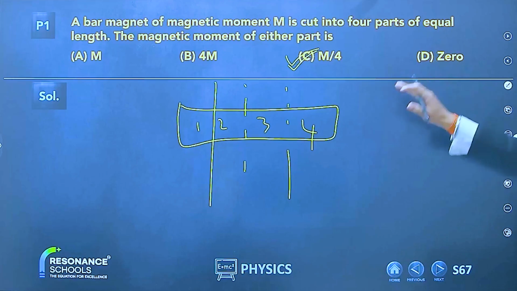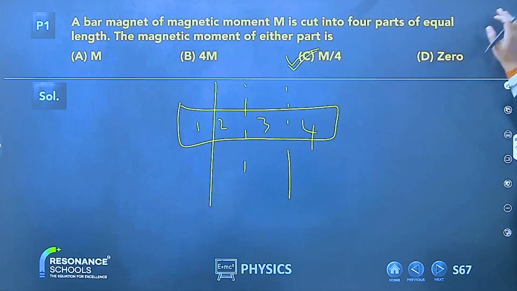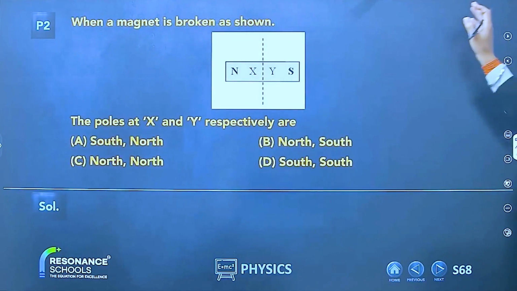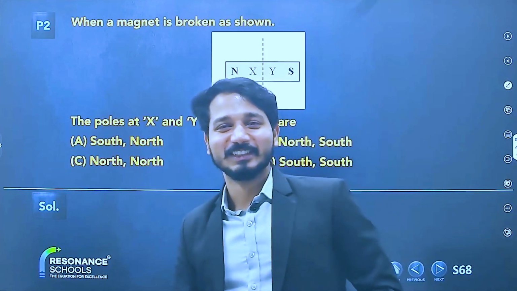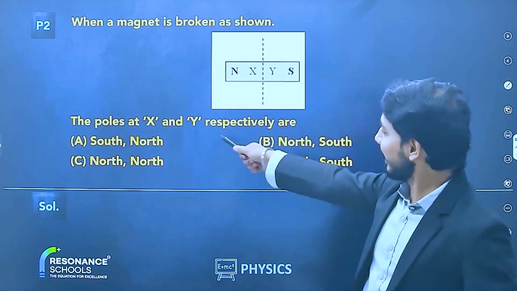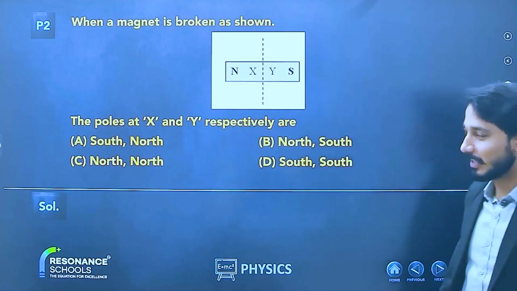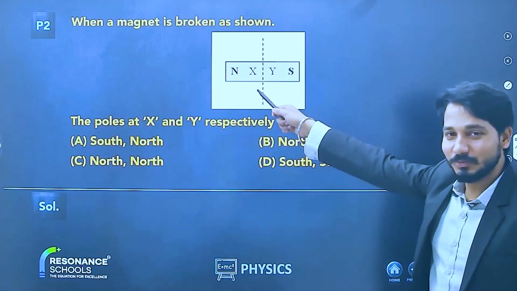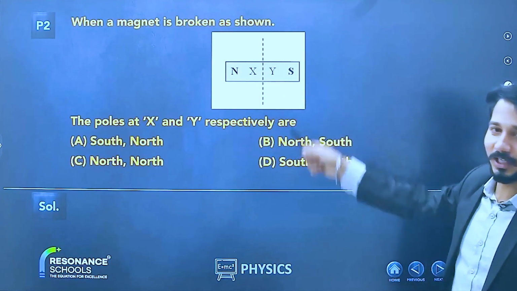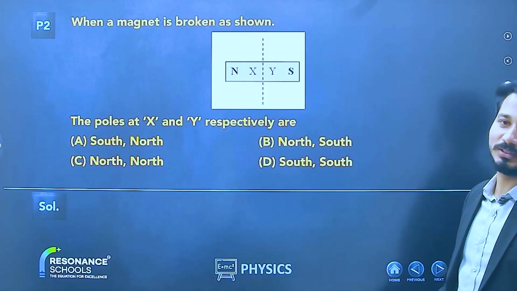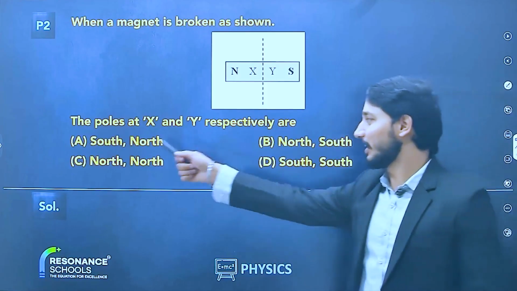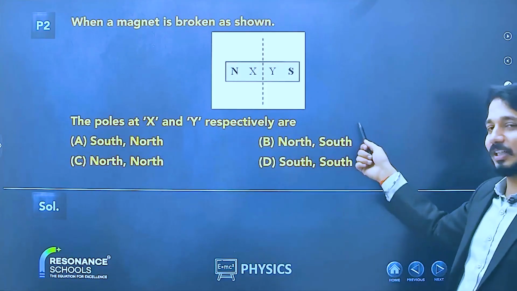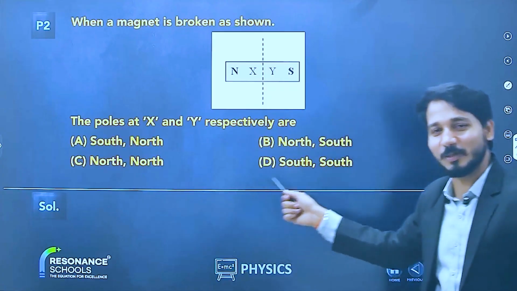So please welcome back, and moving ahead to the next question, which is on the screen. When a magnet is broken, as shown, the poles at X and Y respectively are? You have to tell what the poles of X and Y will be, whether north and south, south and north, south and south, or north and north. Option A is south north, option B north south, option C north north, option D south south.